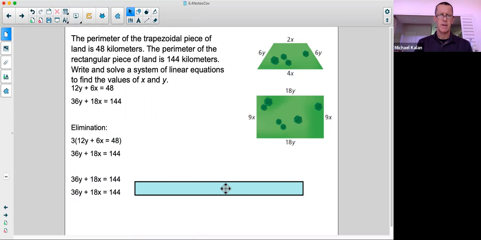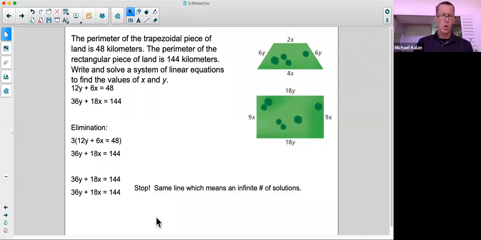So are we going to be able to figure this out? The answer is no. It's the same line, which means there's an infinite number of solutions, right? Okie dokie.